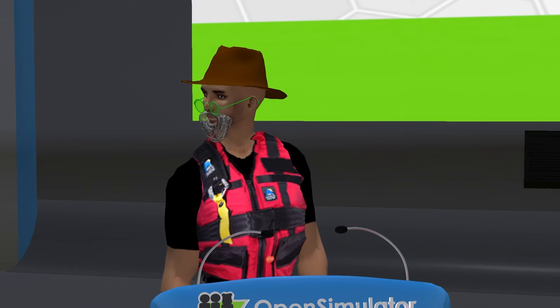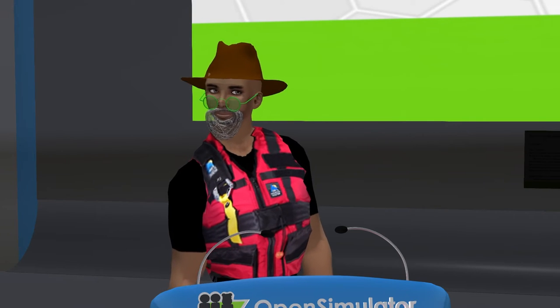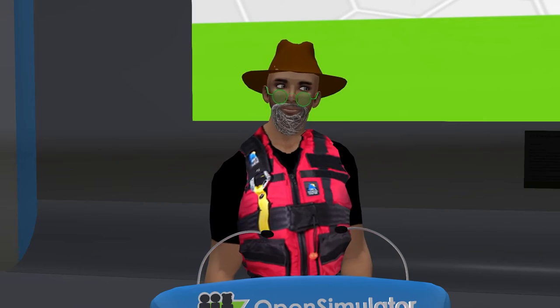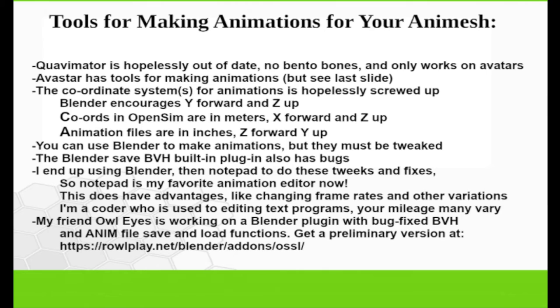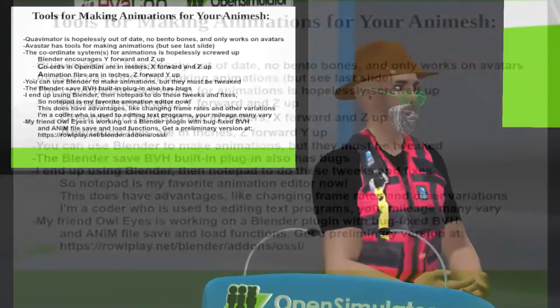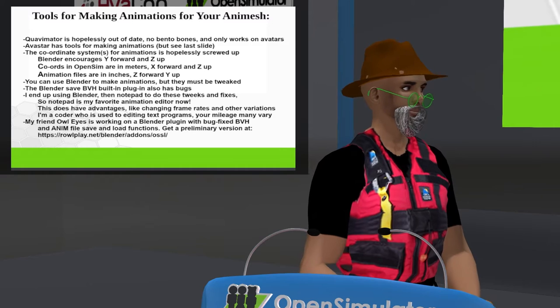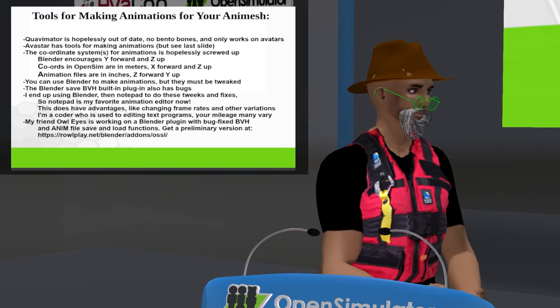So once you have made a mesh and you have rigged it, the next step is animating it. And I've used Quavimator for what seems like a decade or more. But of course, it only works on avatars and it's very old and it's no longer supported and it doesn't handle the new bones in the Bento body. And so I can't use it anymore. I'm forced to learn something else.